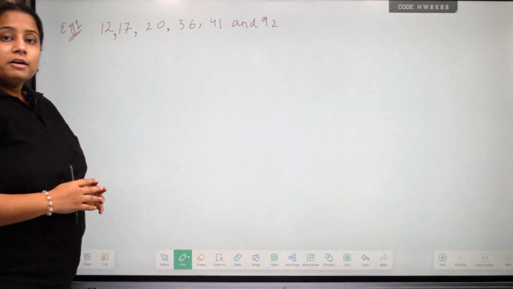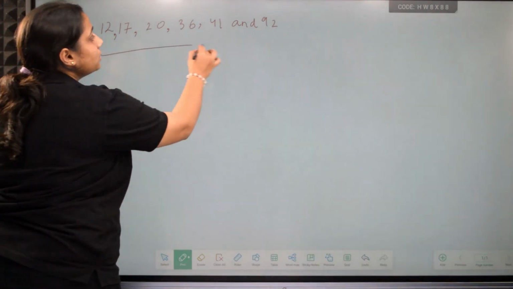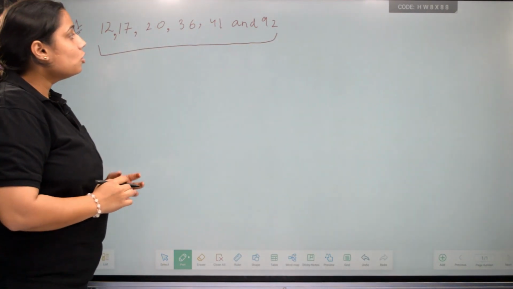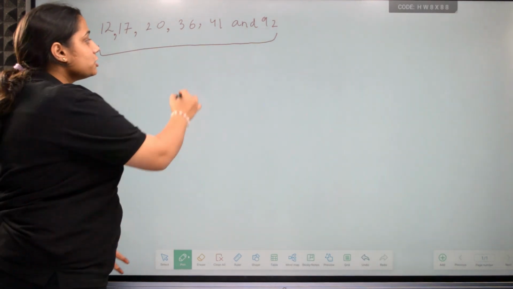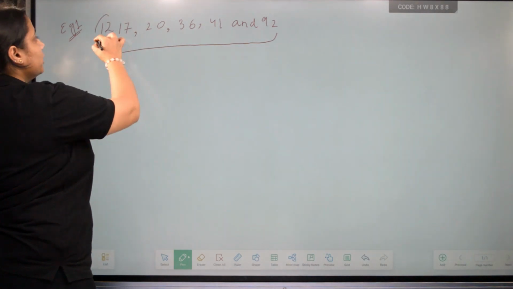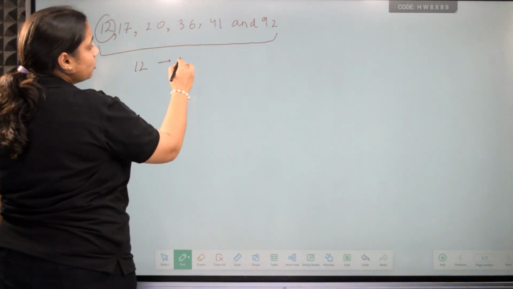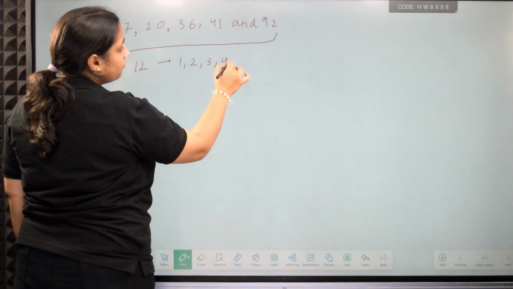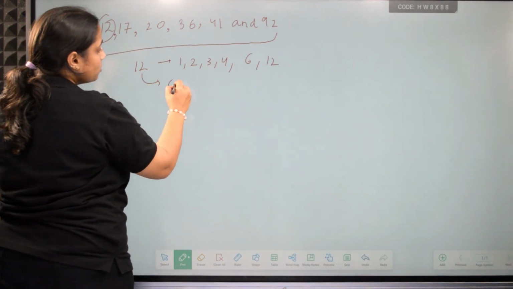Example number 1. We have to separate out composite and prime numbers among these numbers. So, we know that prime numbers have only two factors, which are 1 and the number itself. Firstly, checking 12. We know that 12 has many factors like 1, 2, 3, 4, 6 and 12. So, 12 is a composite number.